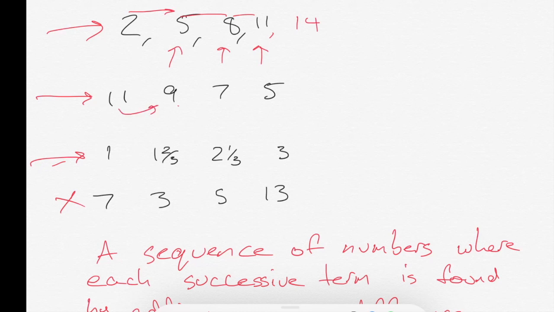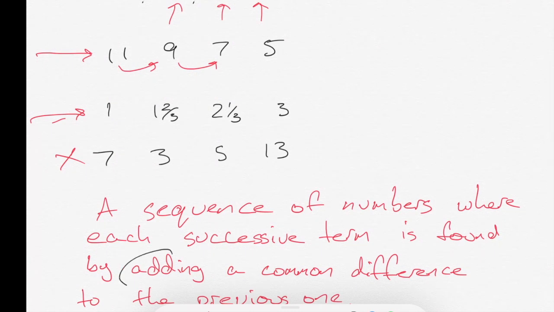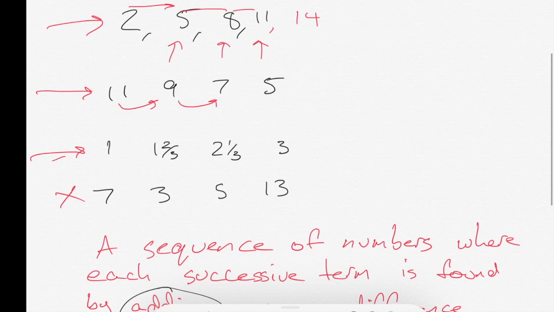Here, our difference is -2. So I've said here that we're adding each time, but remember that we can add negative numbers as well. So you can think of that as subtracting as well. In this case, if we're subtracting 2 each time, then we know that our next number is going to be 3.